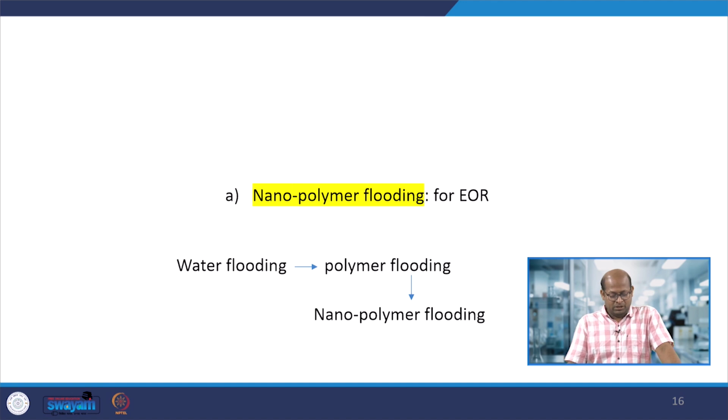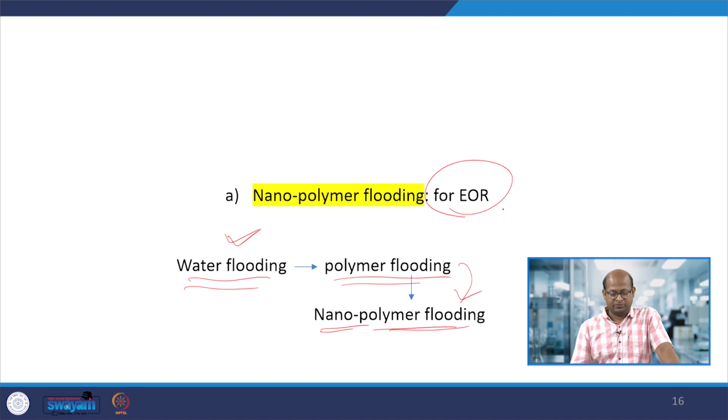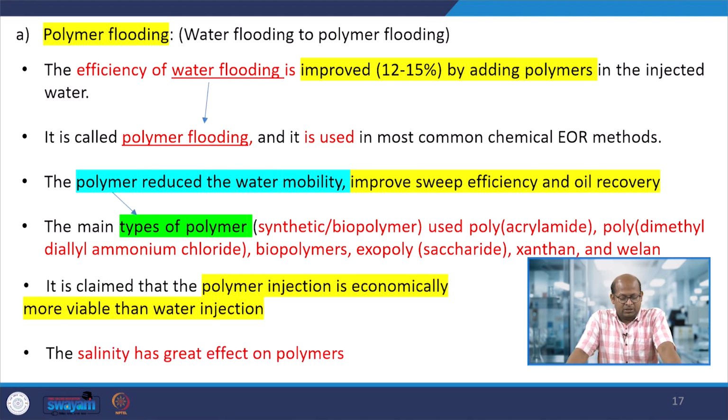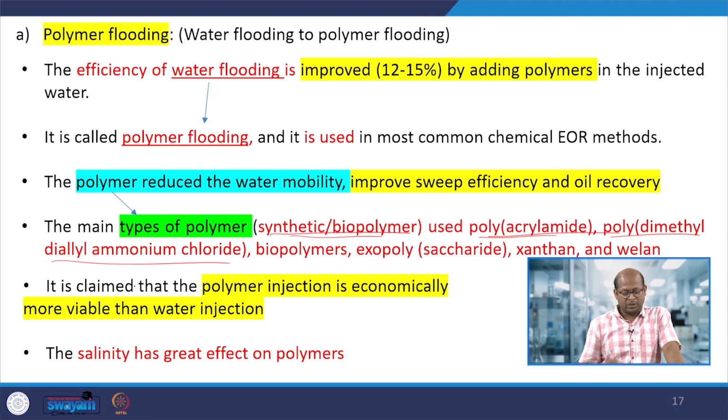So here, initially water is flooded, then polymer flooding, and then polymers with nanomaterials are flooded for enhanced oil recovery. In that way the performance of oil recovery is enhanced. Different types of polymers can be used: synthetic polymers or biopolymers, polyacrylamide, polydiallyldimethylammonium chloride, and epoxy polymers can also be used for this polymer flooding process.